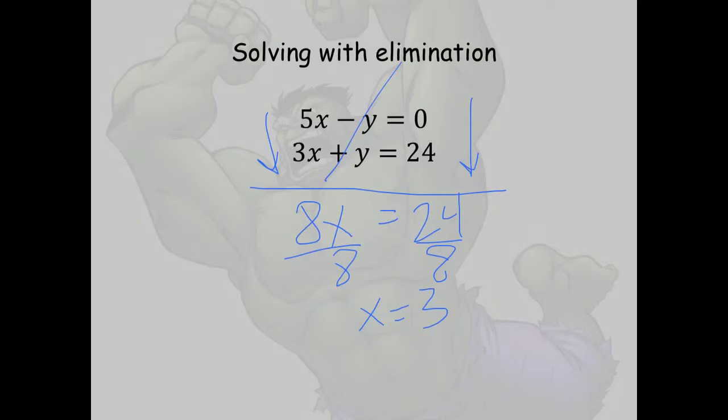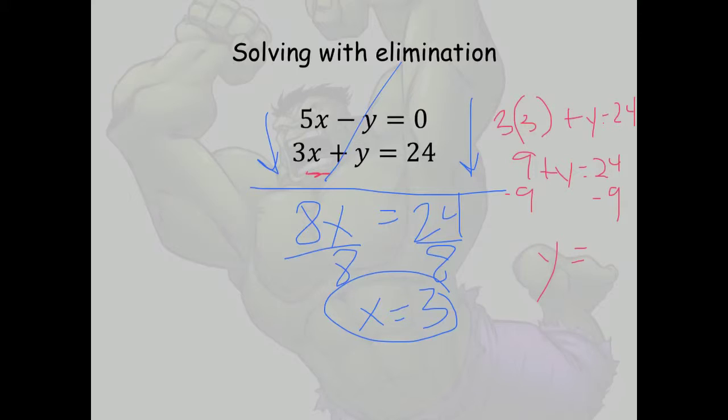Are we done? Well, not exactly. Because now what we have to do is take that, plug it in, and solve for y. I'm going to plug it into the second equation. So we have 3 times 3, because instead of writing x, we write what x equals, plus y is equal to 24. 3 times 3 is 9, so we have 9 plus y is equal to 24. If I subtract 9 from both sides, I get y is equal to 15. So we've solved our equation.